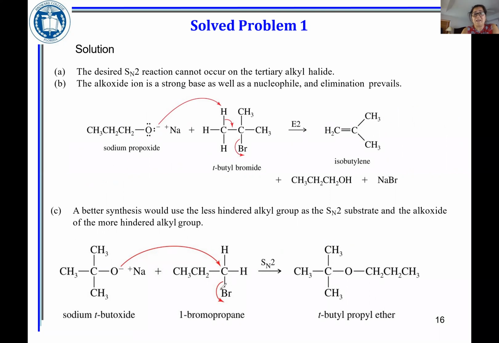But if the alkyl halide is a primary alkyl halide, and because you have an SN2 reaction, the product is going to be an ether. So that's why in an SN2 type reaction, you want to make sure that your alkyl halide is a primary alkyl halide.